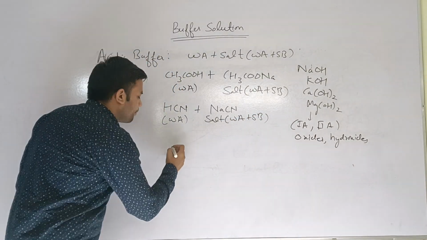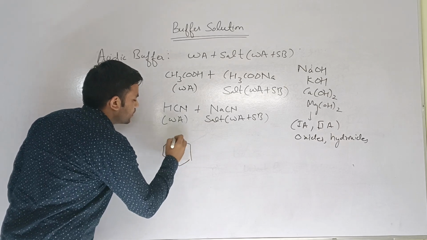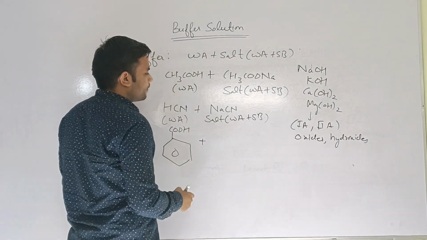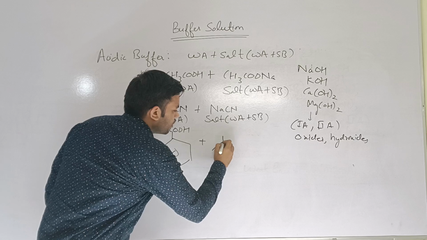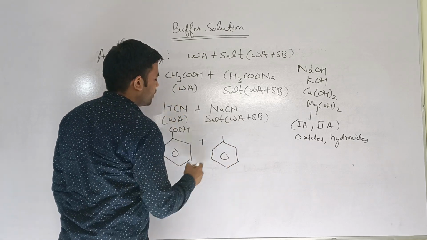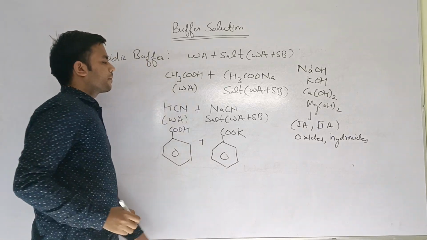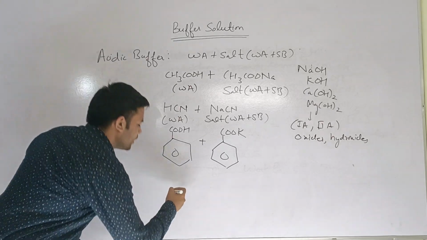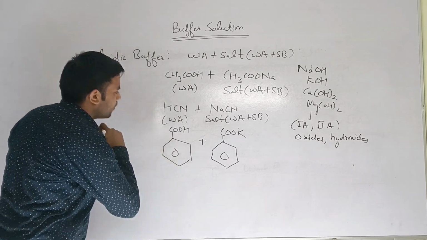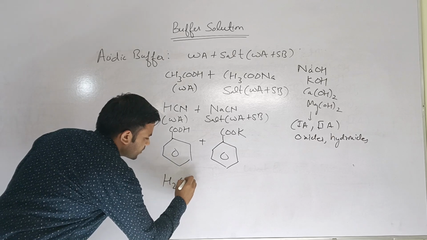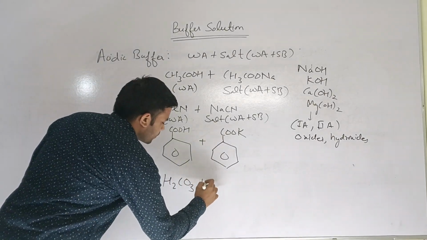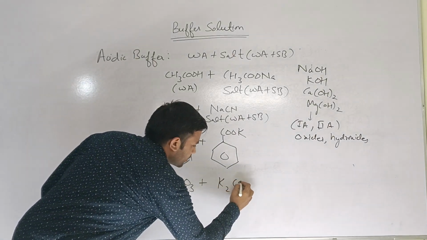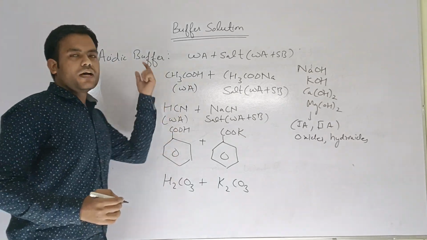Let us take one more example. For example, benzoic acid, C6H5COOH, and this is a weak acid. And we have its salt with strong base, for example, C6H5COOK. This K is coming from KOH, which is a strong base. Let us take one more example. For example, H2CO3 plus its salt with strong base, for example, K2CO3. So these are all examples of acidic buffer.